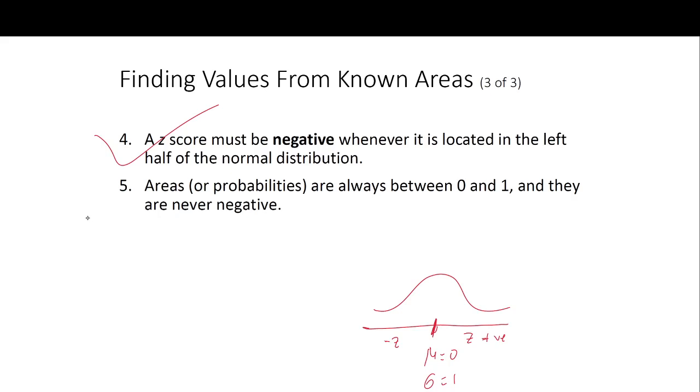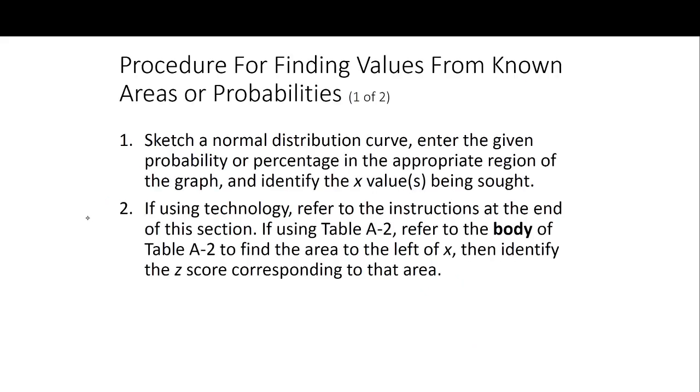And keep in mind, area under the curve, which is also probability, is always between 0 and 1, and is never negative. So that's the difference between z-score and area under the curve. Area should always be non-negative. A z-score could be negative.